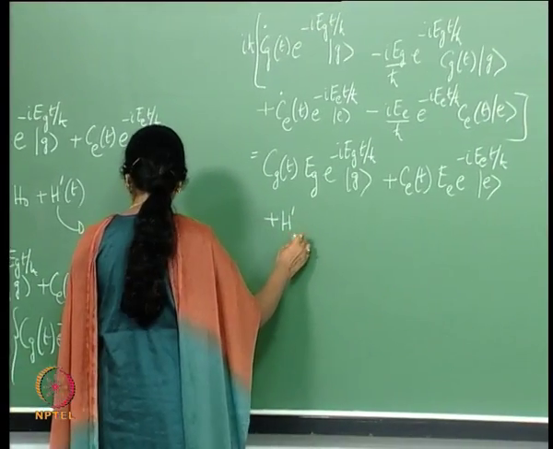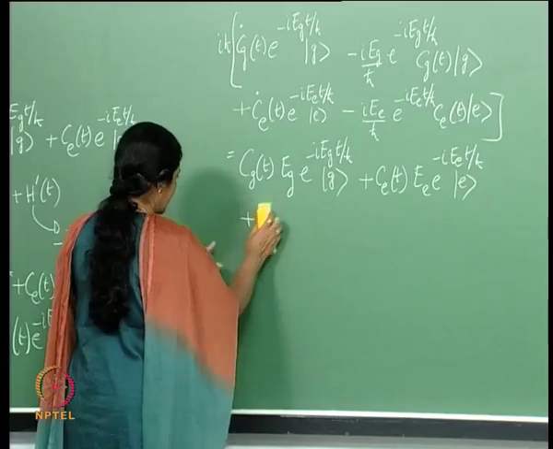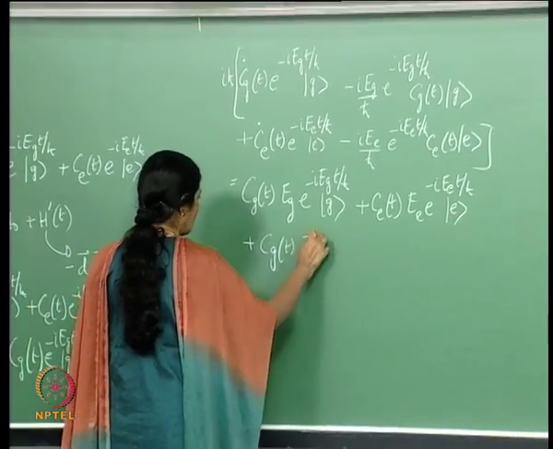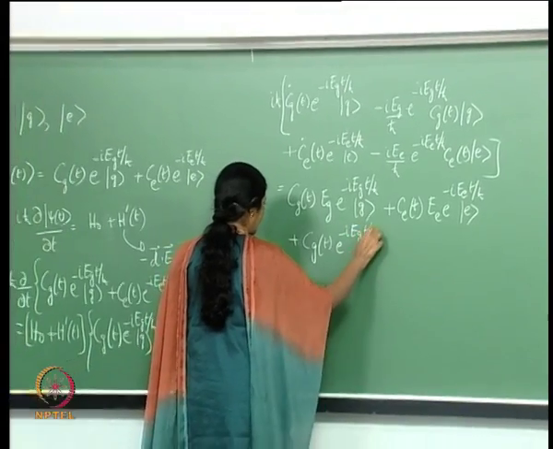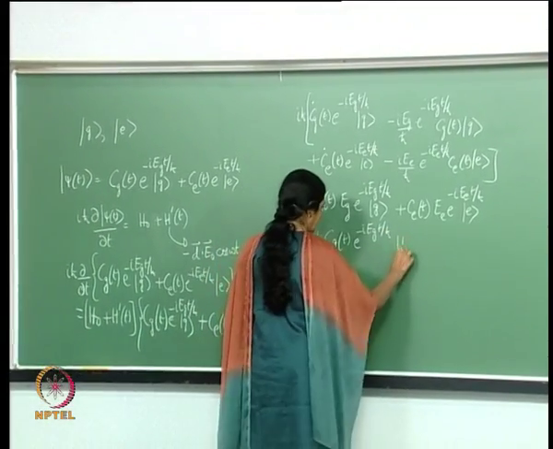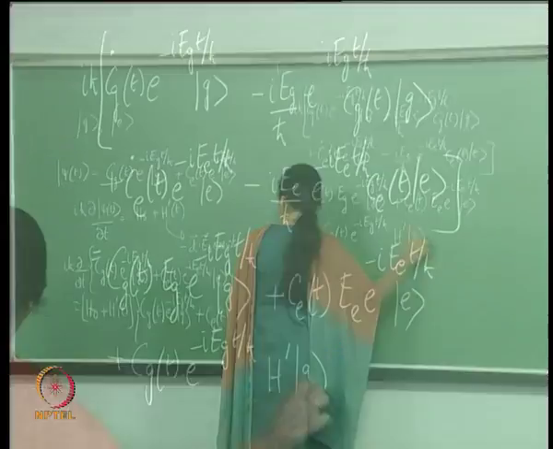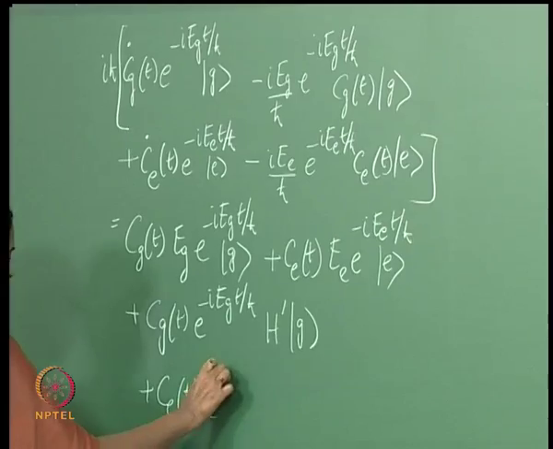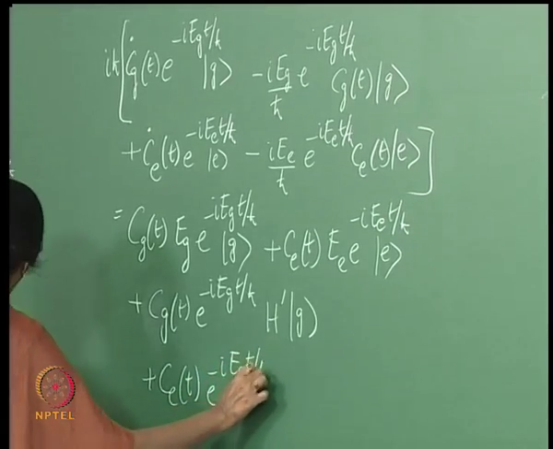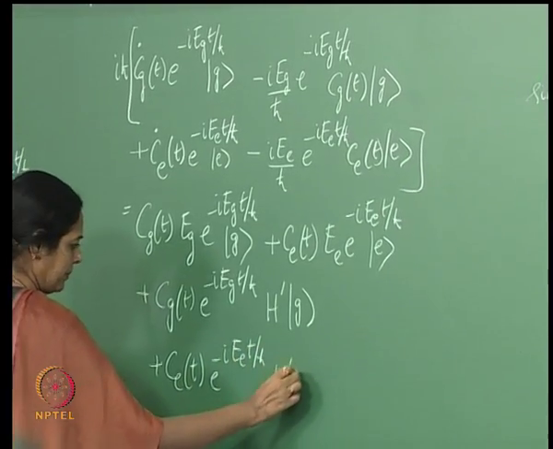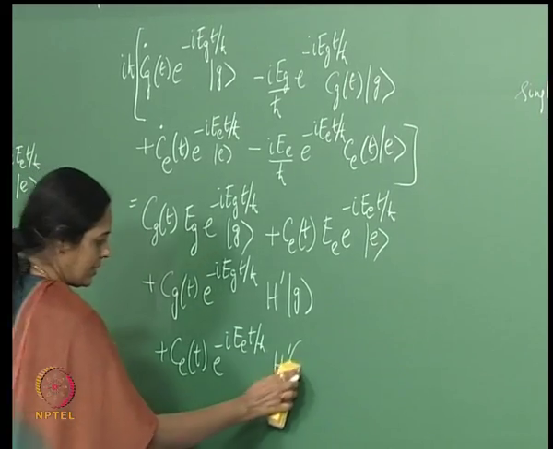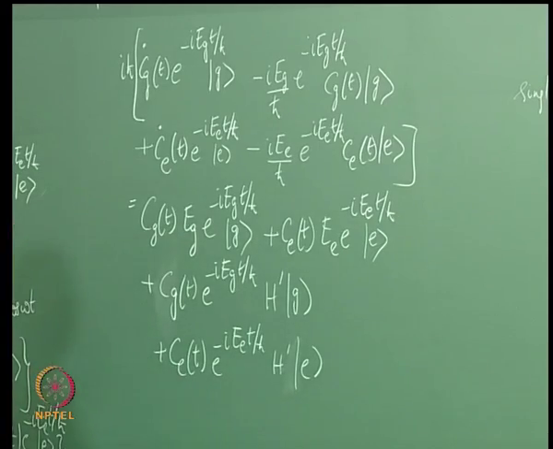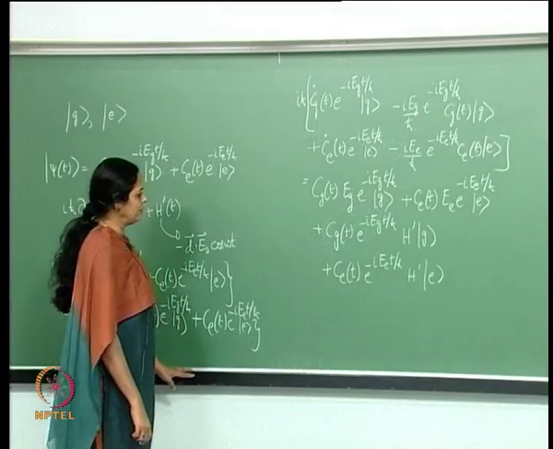Plus H prime. So I am going to write this as plus C_g(t) e^(-iE_g t/ħ) H prime ket g, plus C_e(t) e^(-iE_e t/ħ) H prime ket e. So this is what I have.